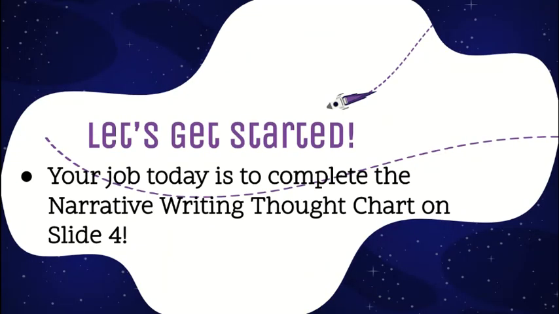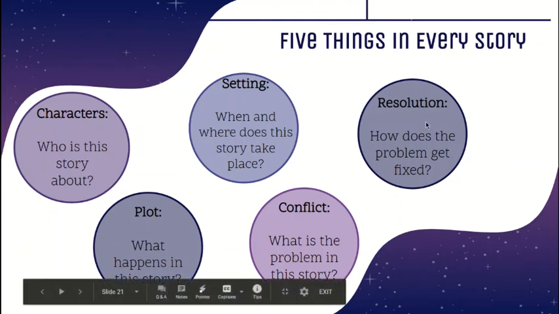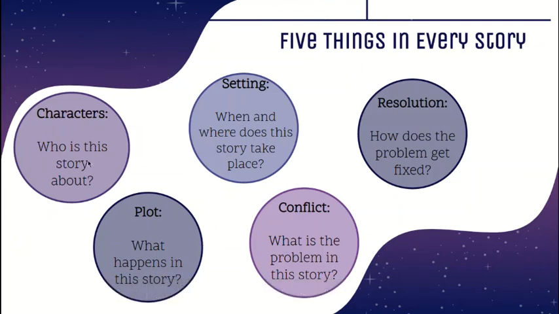So, your job for today is to complete the narrative writing thought chart on slide number 4. On slide number 4, it doesn't look quite like this, but there is a spot that says characters, setting, plot, conflict, resolution. You don't have to include too much. You can even just tell me one word answers. If the character is me, my mom, my little brother, sure. Setting, if you want to say it was nighttime, it was autumn, it was whenever it was, if you want to say that it was in 2010, sure, whenever the story took place, perfect.